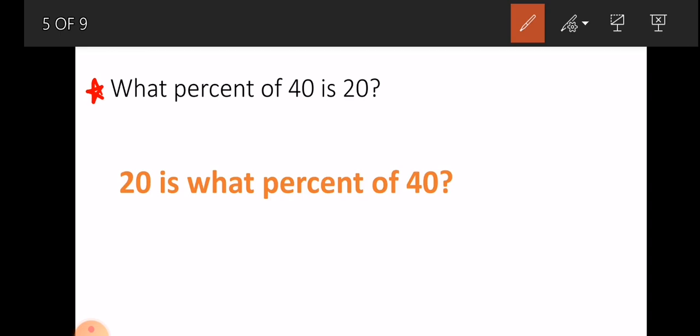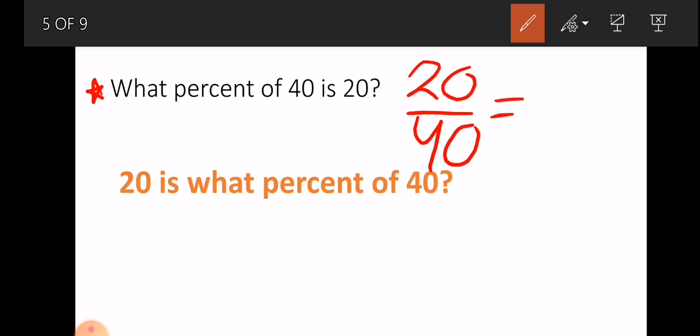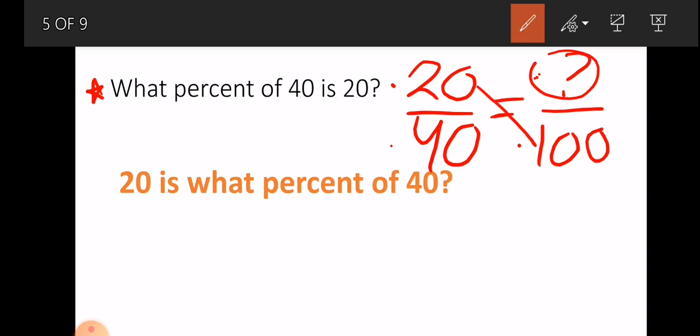So I can write it another way. My part is 20 from the 40, and I want to know it's equal to what from the 100? Part over total equals percent over 100. How to find the percent? Cross multiplication. I can do it using proportions, the equivalent ratios.